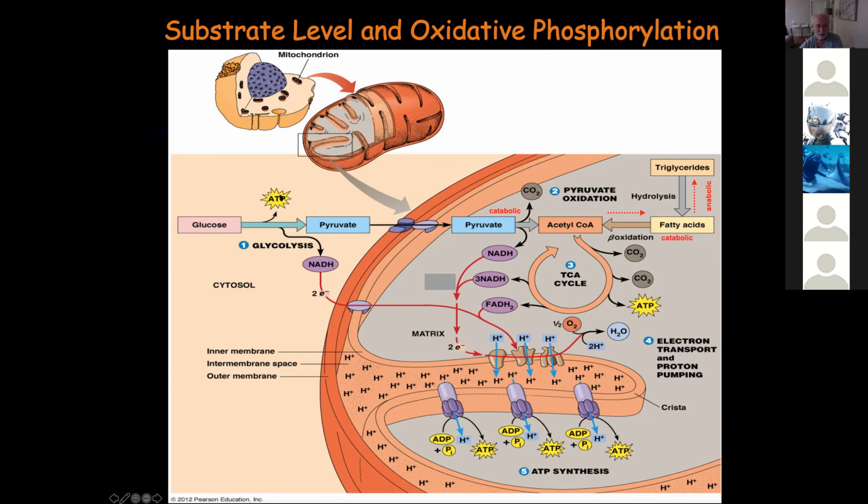So we get a substrate level phosphorylation, you get pyruvate, crosses the membrane, pyruvate converted to acetyl-CoA, goes into the Krebs cycle, you get all these reduced carriers, which end up going into the inner membrane, the electron transport chain, and this is where the electrons are transported through the membrane, and as they go, they're pumping protons from the matrix into the intermembrane space.